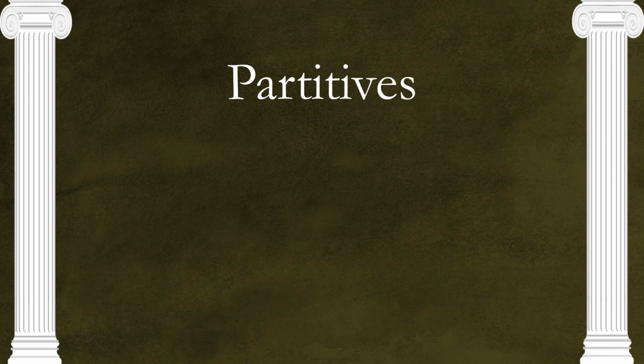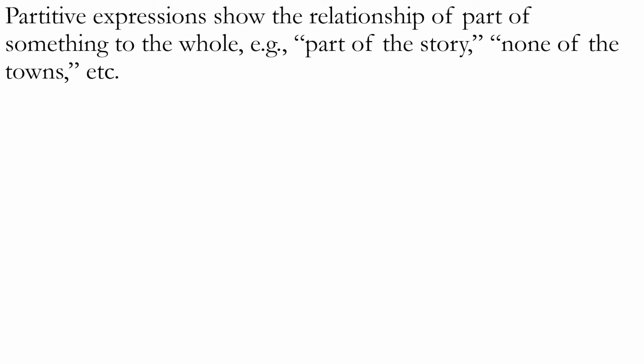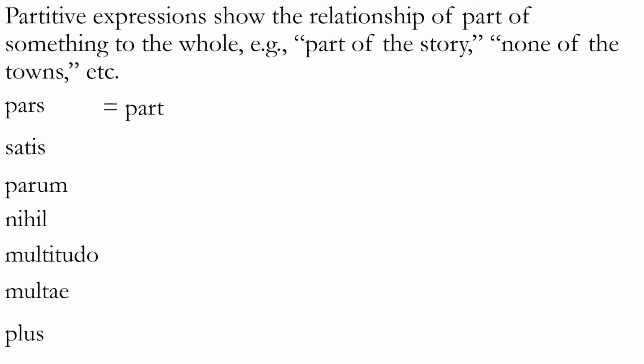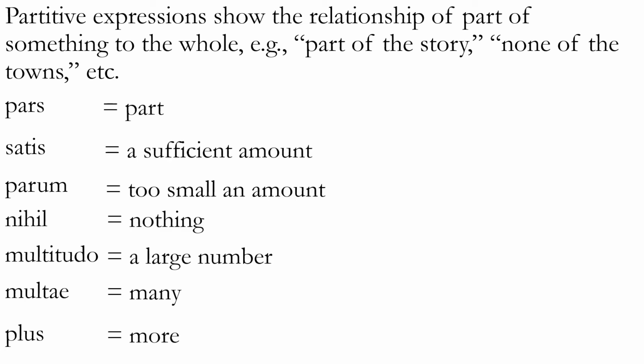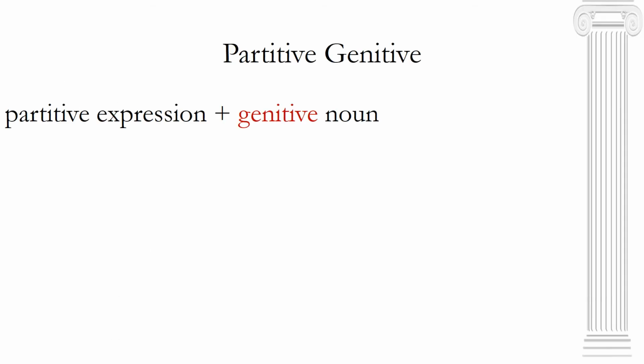Okay, now let's take a look at partitives and how we can use numbers with them. So remember, partitive expressions show the relationship of part of something to the whole. For example, part of the story or none of the towns or something like that. So we have pars, satis, parum, nihil, multitudo, multi, and plus. Okay, and these are called partitive expressions. And one of the formulas we need to know is a partitive expression plus a noun in the genitive case.